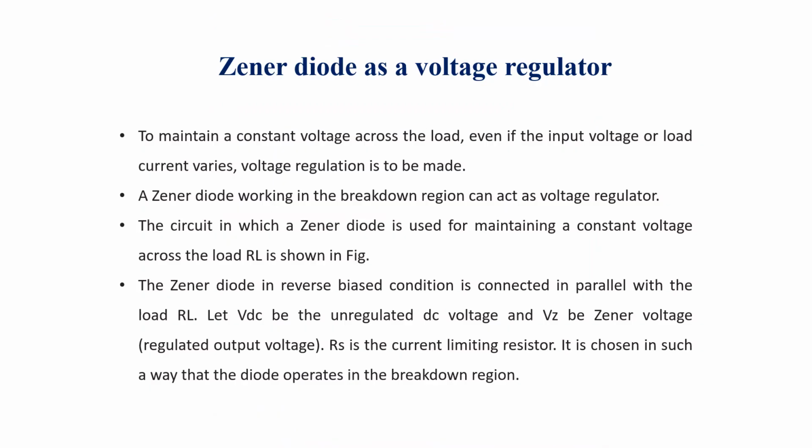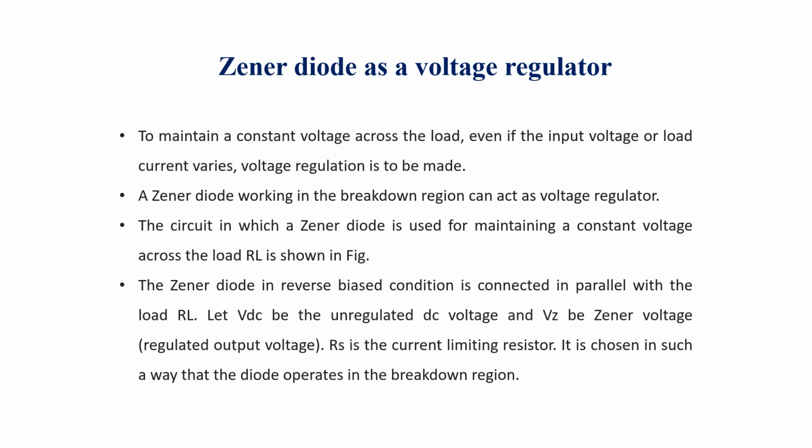Zener diode as a voltage regulator. To maintain a constant voltage across the load, even if the input voltage or load current varies, voltage regulation is to be made. A Zener diode working in the breakdown region can act as voltage regulator. The circuit in which a Zener diode is used for maintaining a constant voltage across the load RL is shown in the figure. The Zener diode in reverse bias condition is connected in parallel with the load RL.